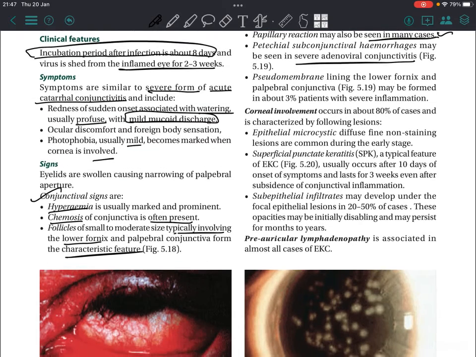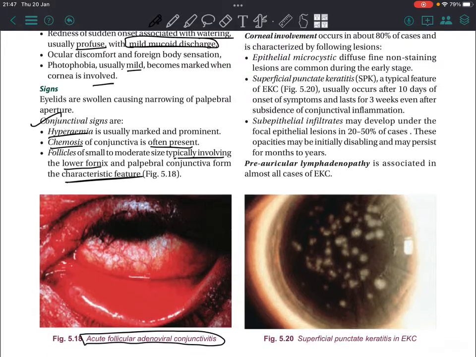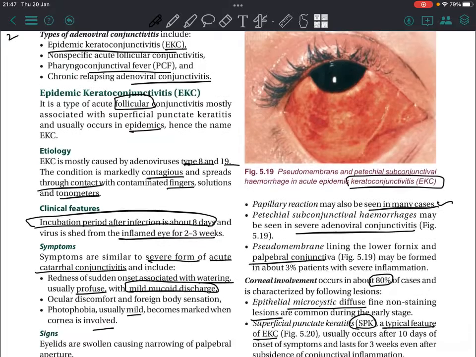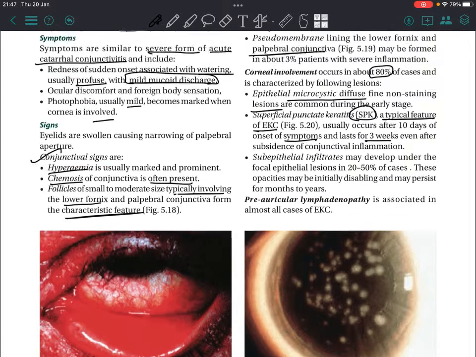Pseudomembrane lining the lower fornix and palpebral conjunctiva may be formed in about 3% of the severely inflamed conditions in this patient. Corneal involvement occurs in about 80% of the cases and is characterized by the following lesions: epithelial microcystic diffuse fine non-staining lesions, and superficial punctate keratitis (SPK), a typical feature of EKC, usually occurring after 10 days of onset of symptoms and lasting for 3 weeks.